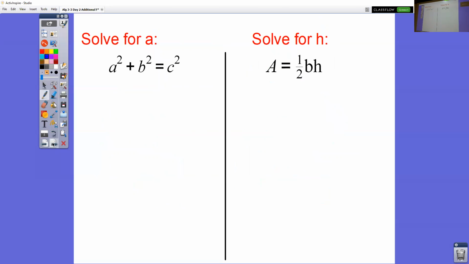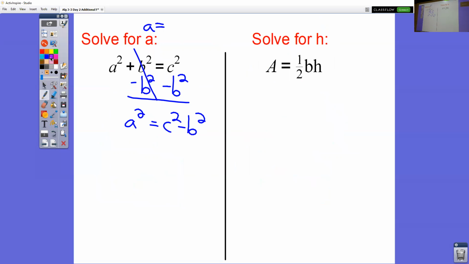Take a look at this next one. This next one is even stranger. We are solving for A. So in order to get the A all by itself, we need to get rid of this plus B squared. We get rid of the plus B squared by doing minus B squared and minus B squared. C squared minus B squared.